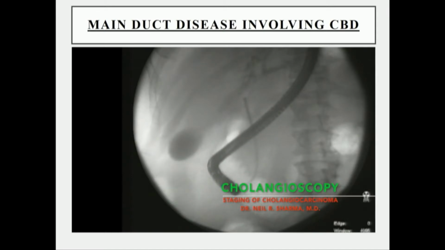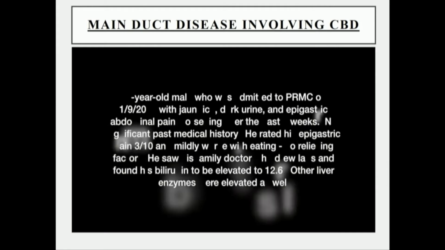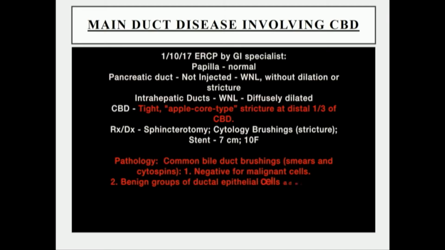So this is an example of main duct disease. As you saw, 25 to 30% of patients will have main duct cholangiocarcinoma involving the common bile duct. This is a 49-year-old who's admitted to our hospital with jaundice, dark urine, epigastric pain over the past 3 weeks. Pain is 3 out of 10, mildly worse with eating. Bilirubin was significantly elevated to 12.6. Other liver enzymes were elevated as well.